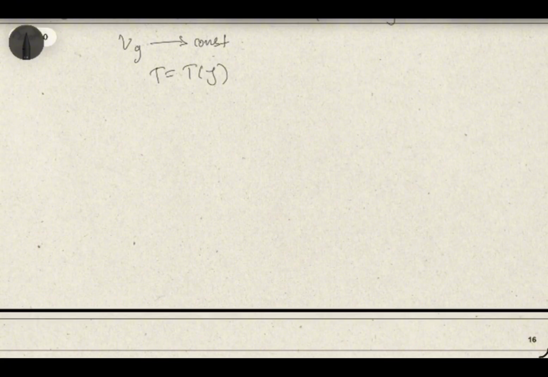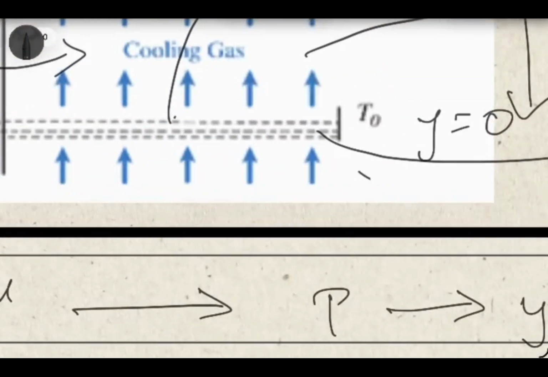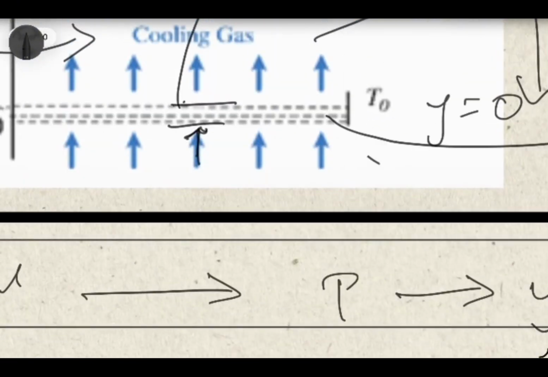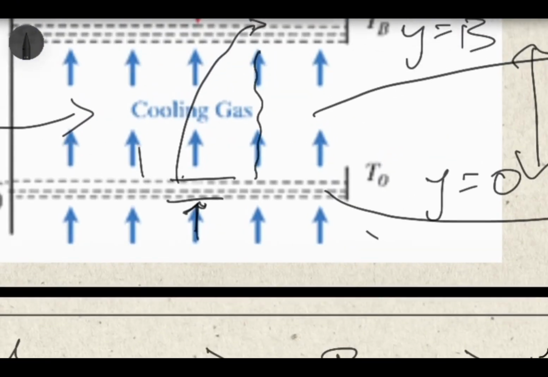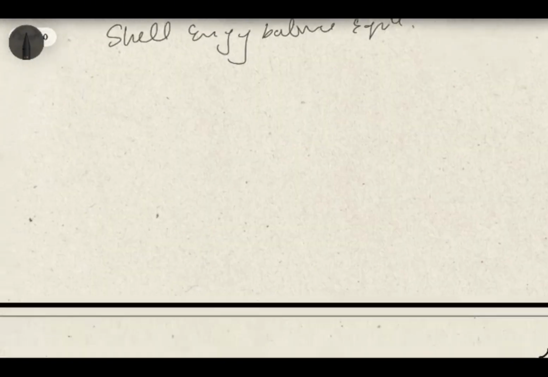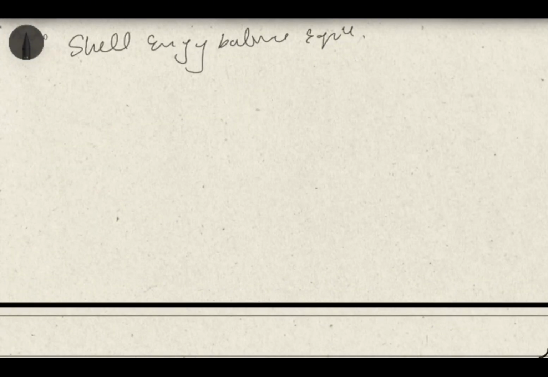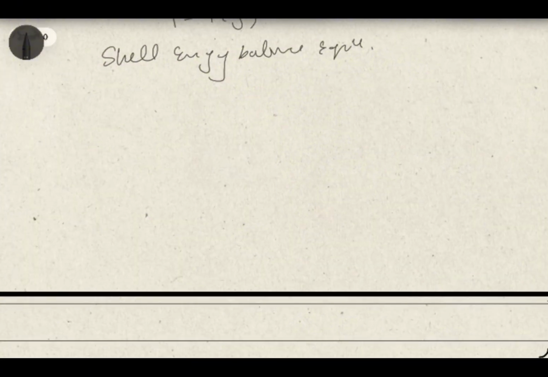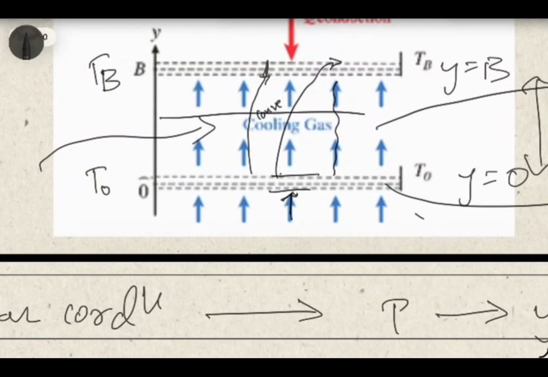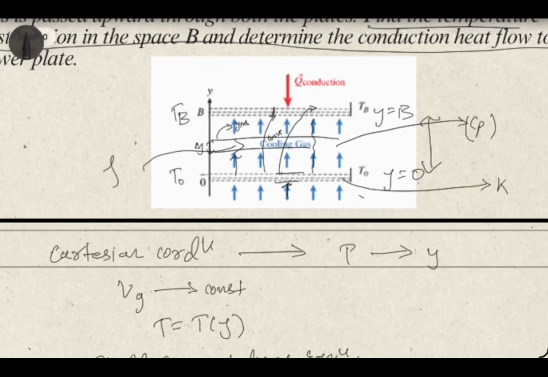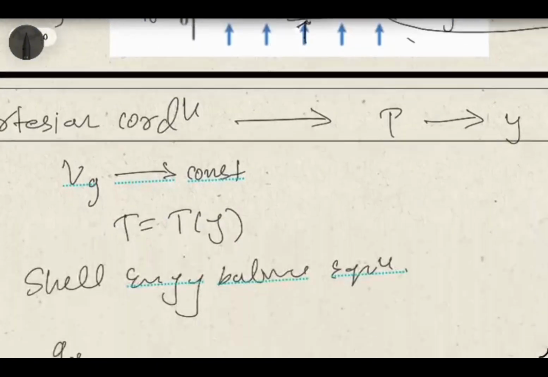Writing the shell energy balance equation. Here the gas is coming in contact with the plate. Heat transfer is done through conduction, and there is also convection taking place, and then conduction again. There is only convection and conduction, and no heat generation or work done term in this numerical. First we will consider the element at y with thickness delta y, so the other point would be y plus delta y. This is our shell element, and we write the energy balance equation for it.